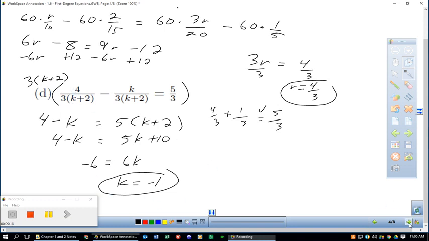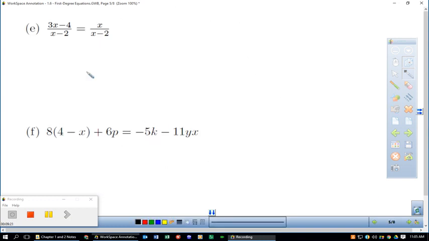Okay, part D, or part E, rather. 3x minus 4 over x minus 2 equals x over x minus 2. In this case, the least common denominator is x minus 2. And I'm going to put that in parentheses. It's a quantity. That's going to cancel on both sides. So we get 3x minus 4 equals x. Moving some things around, we get 2x equals 4, or x equals 2. Okay, great. x equals 2.